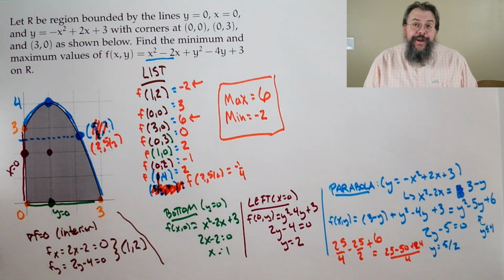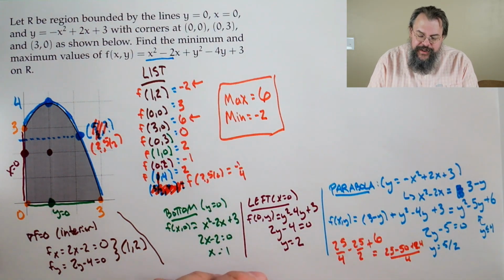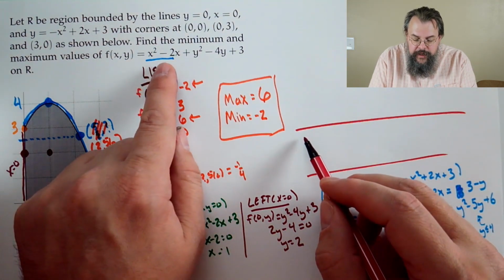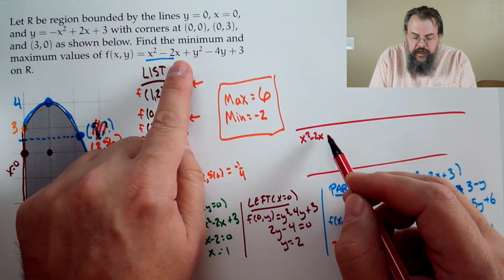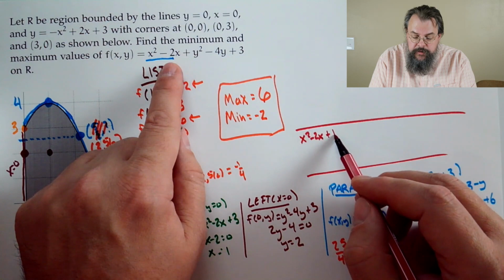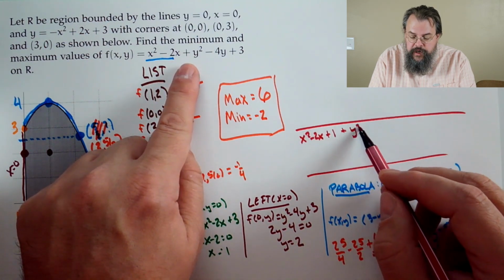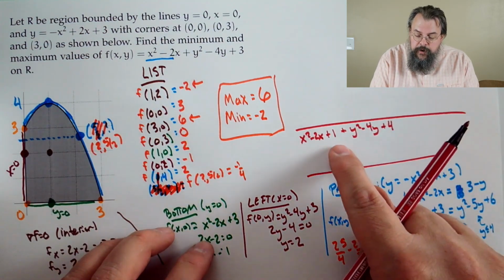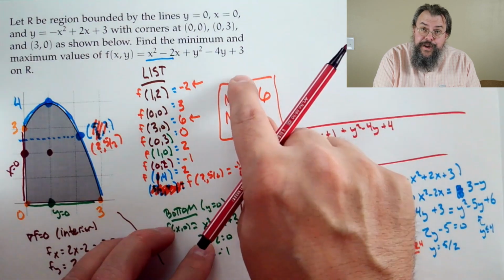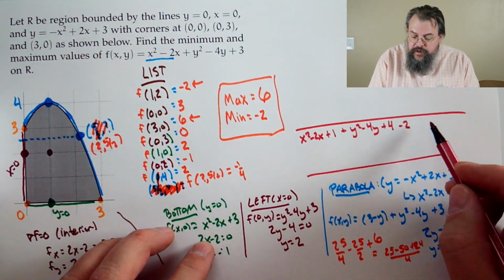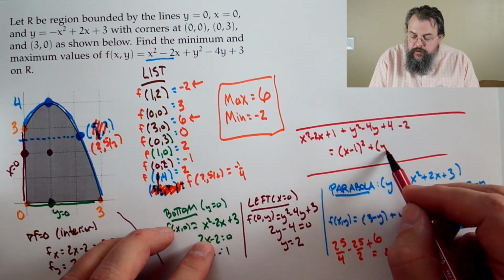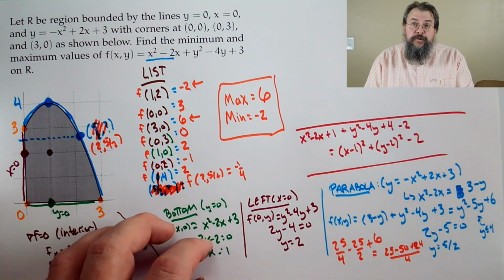Okay, now that we finished it, let's point out something we could have seen earlier on, and then we could have said, oh, we can check our answer. Because there's a way we could have rewritten this function. We could have said, okay, x squared minus 2x, and let's complete the square. So that'd be plus 1. And then y squared minus 4y, and again, let's complete the square, plus 4. Well, here I have 1 and 4, which gives me 5, but I should have 3. So subtract 2. So our function is really x minus 1 squared plus y minus 2 squared minus 2.